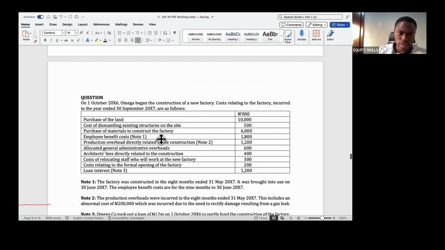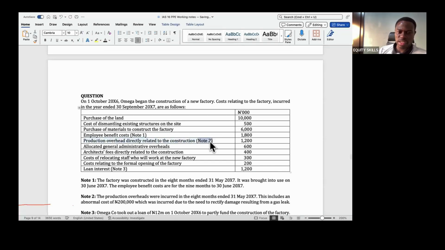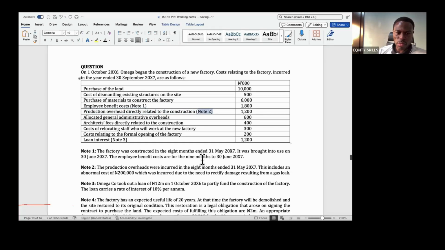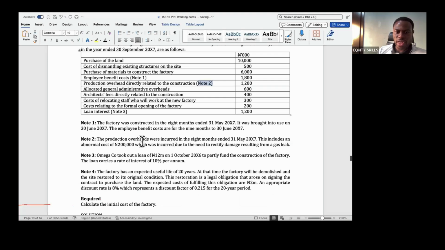Okay. The next one is production overhead, directly related to construction. There's a note to that, note 2. It says production overhead was incurred in the 8 months ended 31st March 2007. This includes an abnormal cost of 200, which was incurred due to the need to rectify damage resulting from a gas leak.